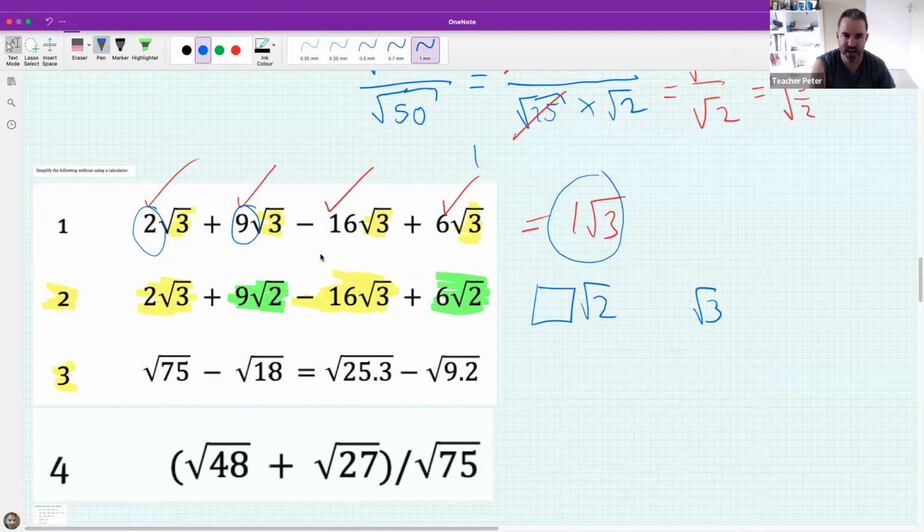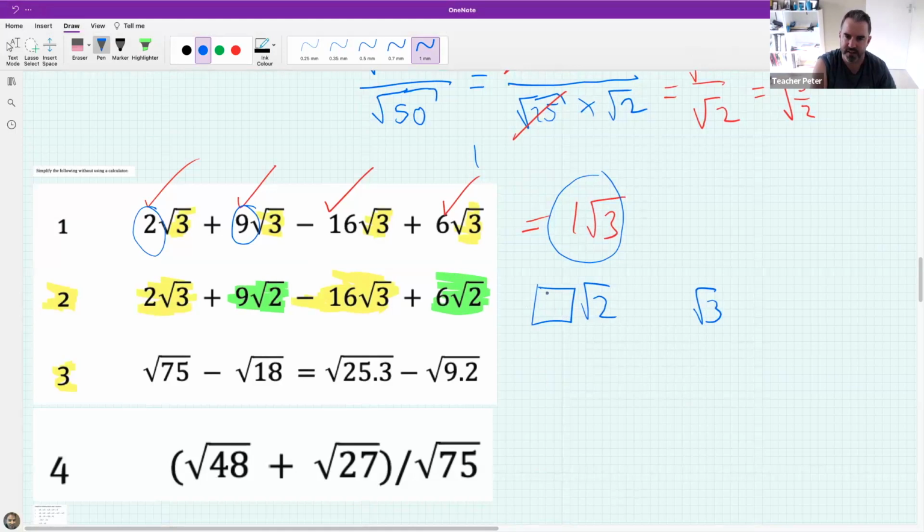So we have 9 plus 6, so we're going to have 15 root 2s. So 9 root 2 plus 6 root 2. And then 2 root 3 minus 16 root 3 is just going to be minus 14 root 3. Perfect, Naledi. Perfect.